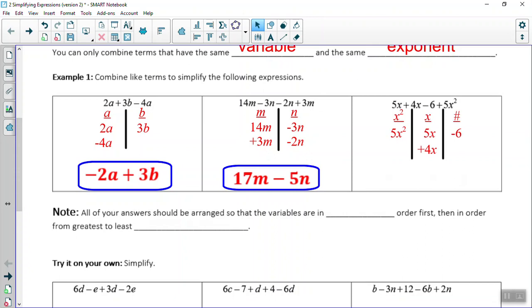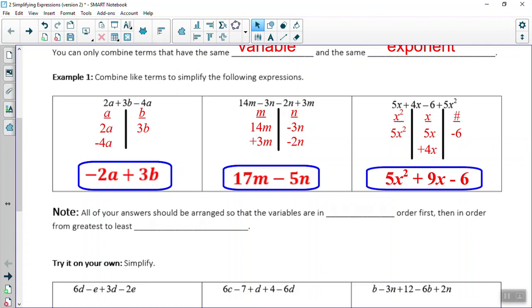All right, now we can combine. Well, there's nothing to combine it with, so it's going to come down as 5x squared. 5x plus 4x will give me 9x, and then I can bring down my minus 6. So 5x squared plus 9x minus 6. All right, so something to make note of.